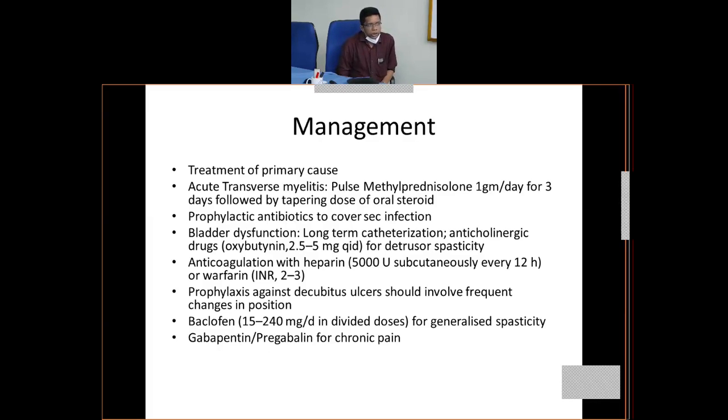Then others are symptomatic treatment, like for bladder dysfunction, you can give long-term catheterization, anticholinergic drugs. Then heparin prophylactically for a patient who is bedridden for a long time to prevent DVT. Prophylaxis against decubitus ulcer, then baclofen for spasticity, and for chronic pain, gabapentin, pregabalin, etc. So this is all about paraplegia, how to find out the causes and management of paraplegia.